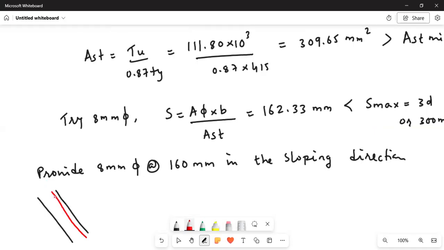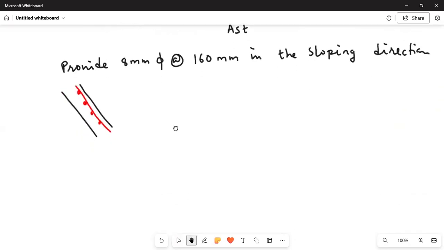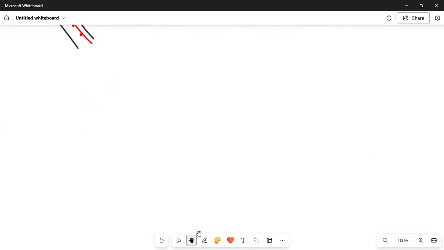Okay, and we will also provide horizontal reinforcement. That is because of the hoop tension. We have to calculate that. We will see, but this reinforcement has to be provided in the sloping direction, which is parallel to the hopper bottom. Okay. So one more reinforcement that we need to provide. Write down B. Reinforcement for hoop tension.